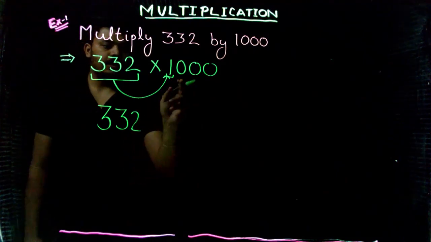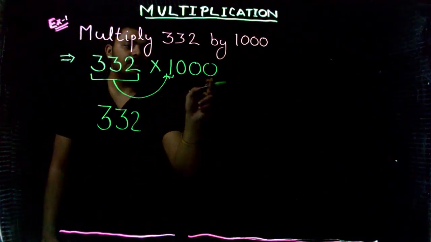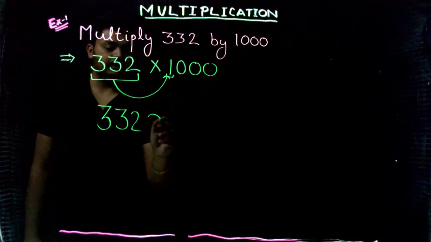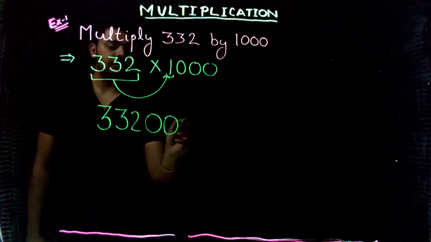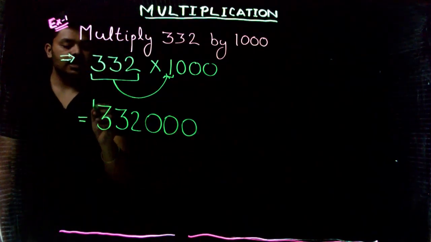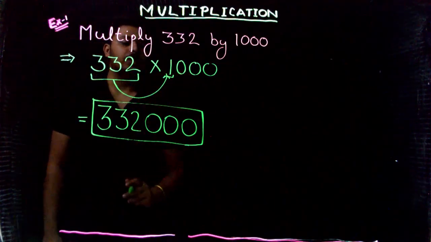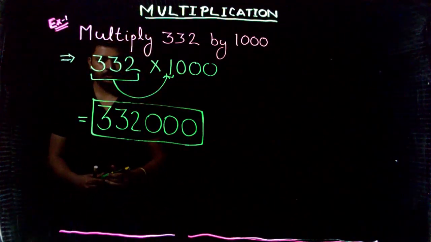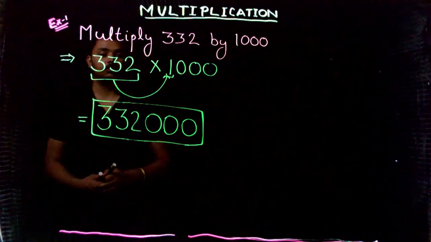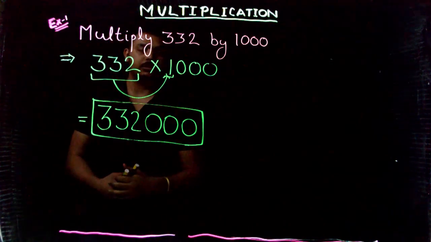332, and at the last, number of zeros 1, 2, 3. Place the 3 zeros as it is. So this is the answer when we multiply 332 with 1000. I hope students you have understood how to multiply a number with 1000.